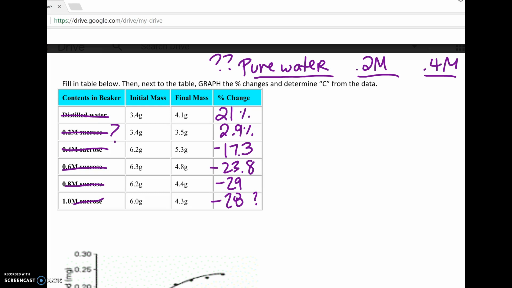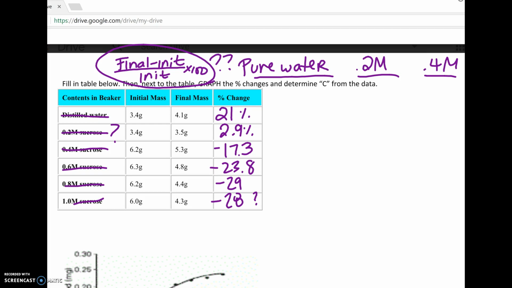Remember, that formula is not on the formula sheet. So that's final minus initial over initial times 100. So that's another formula that you need to remember. A lot of people made mistakes on this because they divided by final instead of initial. This can be a negative number. If it lost weight, it's going to be a negative number. If it gained weight, it's going to be a positive number. Yes? Would the lowest molarity go to the lowest percent change, or does that?